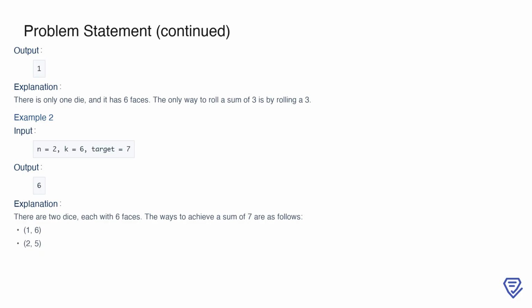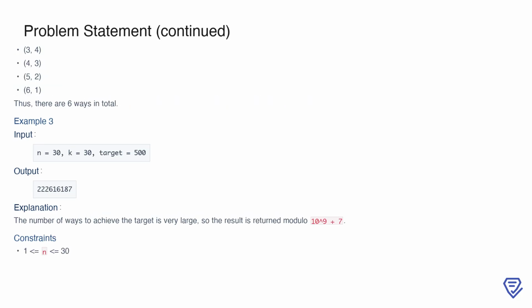These pairs include rolling a 1 on the first die and a 6 on the second, a 2 and a 5, and so on. The complete list of pairs to achieve a sum of 7 continues with 3, 4; 4, 3; 5, 2; and 6, 1. So, the total number of ways is 6.